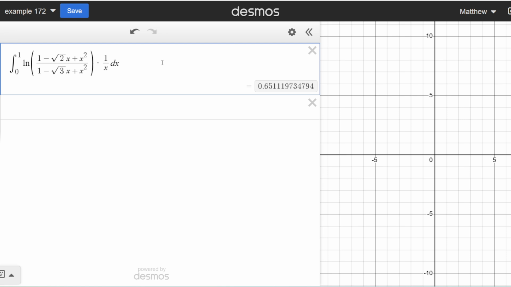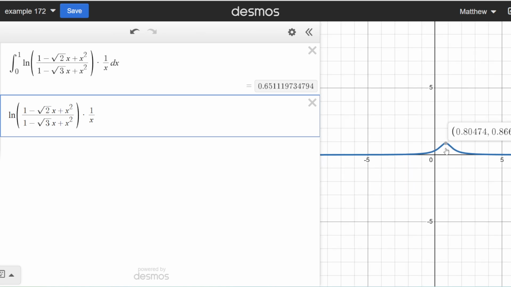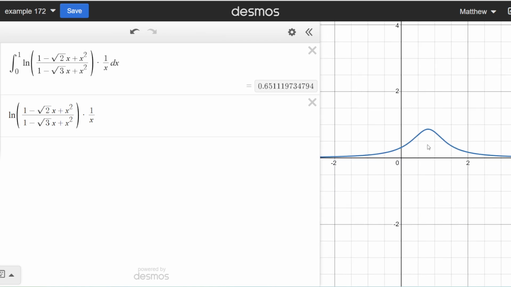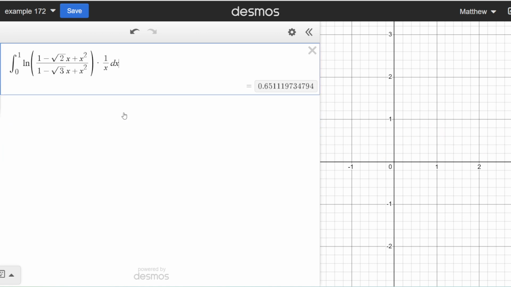But let's just go ahead and get started. All right, so the first thing I'm going to do is I just want to see what this looks like. All right, so there's our graph right there. That's what this function looks like, and we're going from 0 to 1. The first thing that jumps out at me, obviously, is that this natural log can be broken up into two separate natural logs. And then probably what I'll do is I'll replace this with a parameter t.